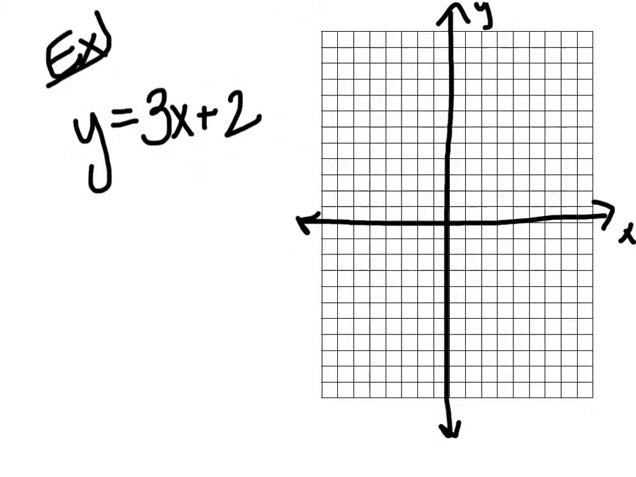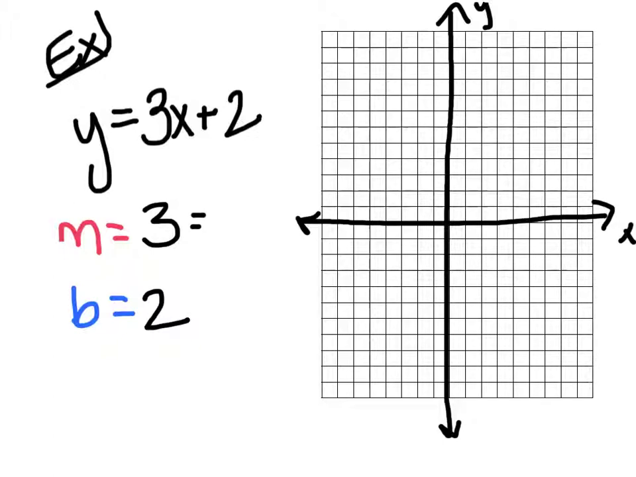So here we have an example. I have the equation y equals 3x plus 2, and I need to graph it. So I have my two pieces of information that I need to think about, m and b. So here, my m is 3, and my b is 2. M being 3 means that I have a rise of 3 and a run of 1.